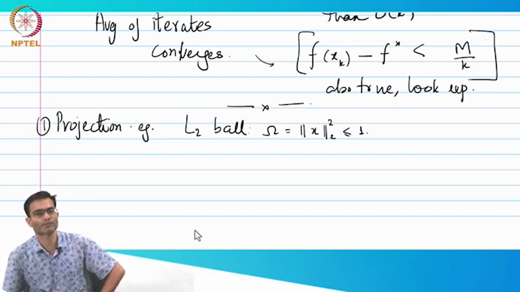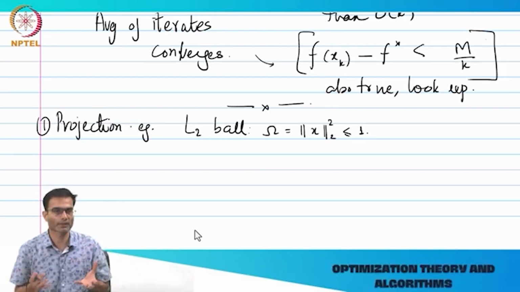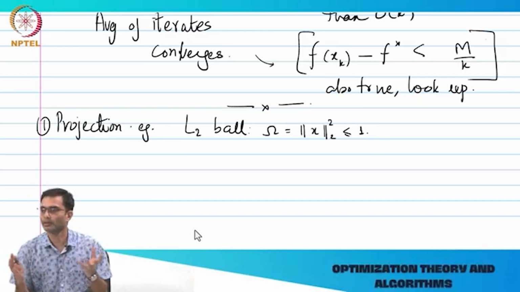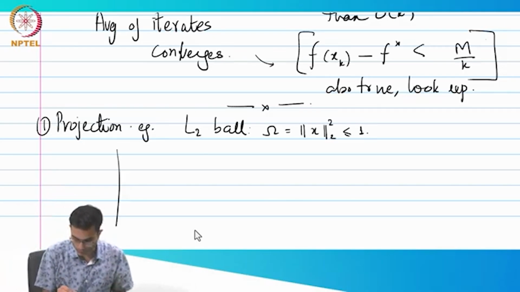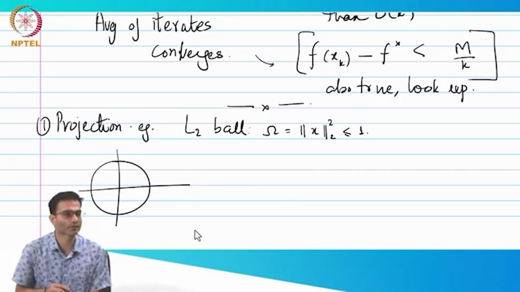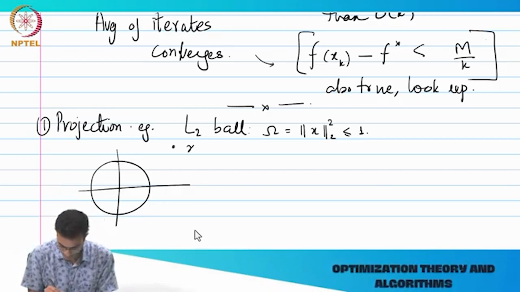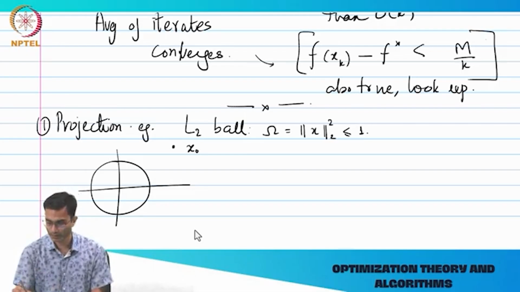So this is my feasible set. You can see that this is a sphere, right? It's a sphere in n dimensions, and I'm saying this is my feasible set. X must live inside this. Now, let's just draw a two-dimensional version of it, and here is my point x naught. Okay, and what I want to work out is what is the projection.